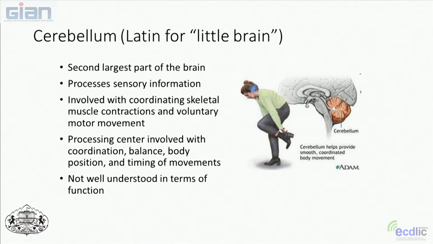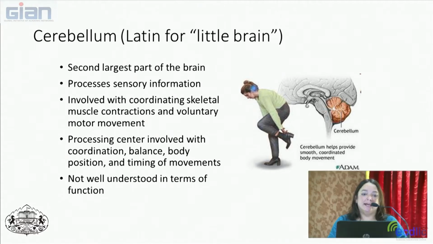Okay, the cerebellum is that little area in the back, and the word cerebellum itself is Latin for little brain. So it's the second largest part of the brain, and it processes sensory information. It's involved with coordinating skeletal muscle contractions and voluntary motor movement. And it's also involved with processing of coordination, balance, body positioning, and timing of movements.